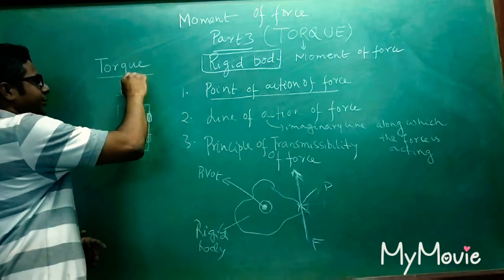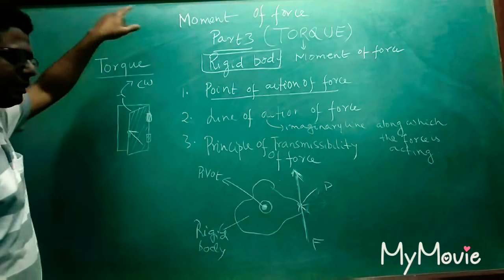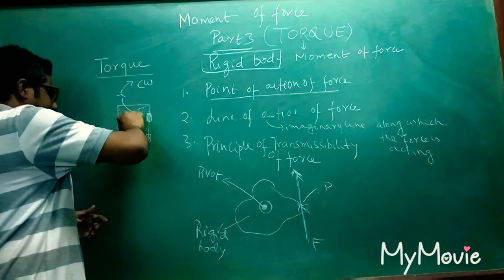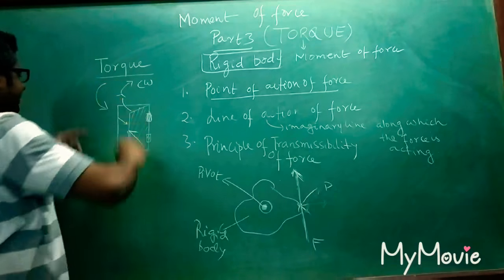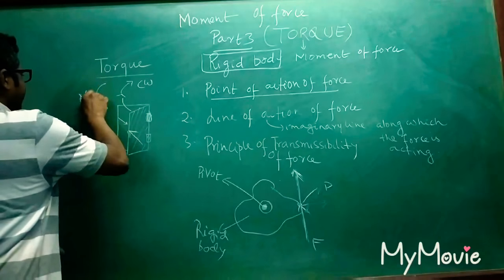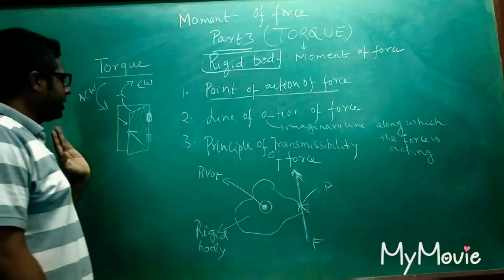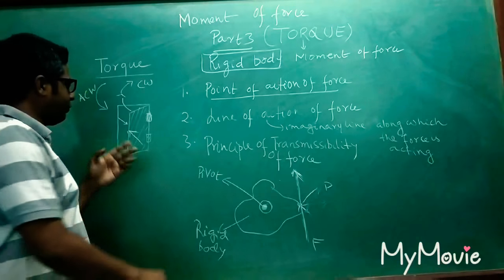This will be what kind of rotational motion? This will be clockwise rotational motion, because it is going around just like a clock. If the force was given like this, then the door would have been opened in this direction. It would have been anti-clockwise motion. So now at this moment the door is going to close in a clockwise motion.